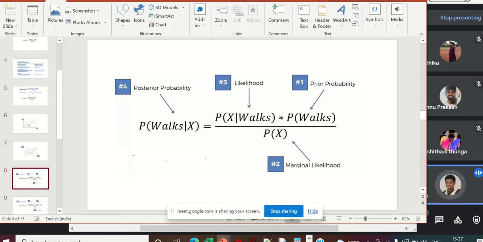The probability of person X walking to office is this one. Okay, then what is this? This is called likelihood. We will see what this is. This is called prior probability. We will also see what this is. This is called marginal likelihood. Okay, we will see all these things with a good example.